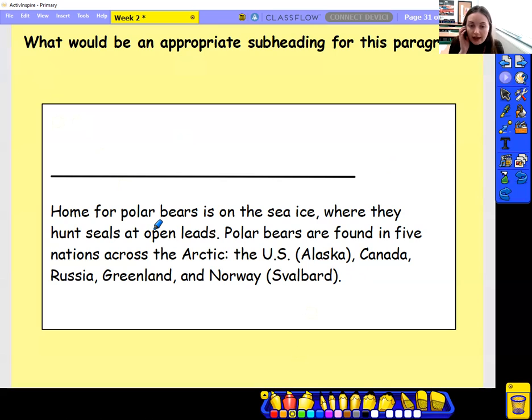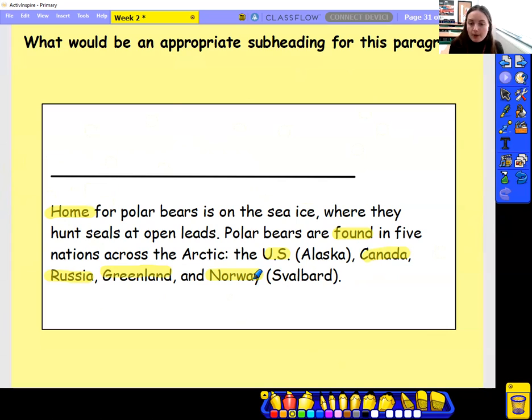I'm going to read it again and highlight the key information. Home for polar bears is on the sea ice, where they hunt seals at open land. Polar bears are found in 5 nations across the Arctic: the US, Canada, Russia, Greenland, and Norway. All of these areas are listed. What am I talking about? Home for polar bears is on the sea ice. What am I talking about?